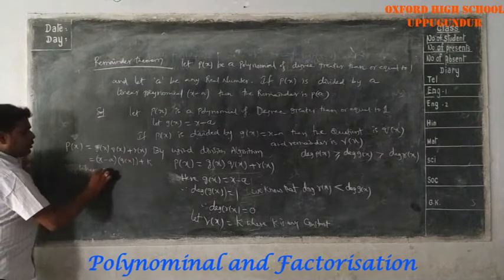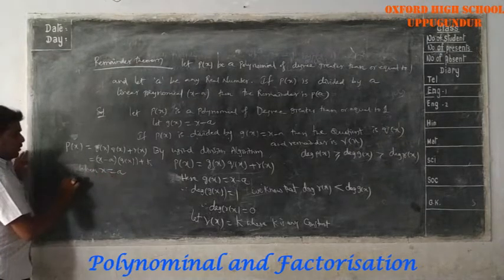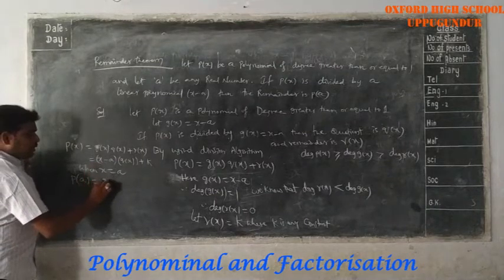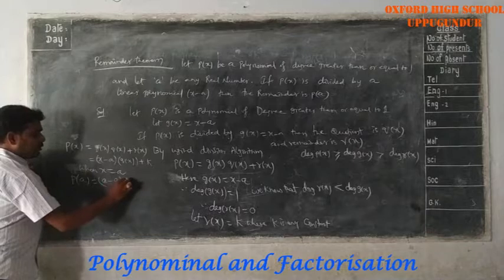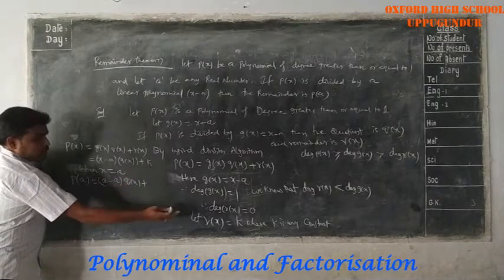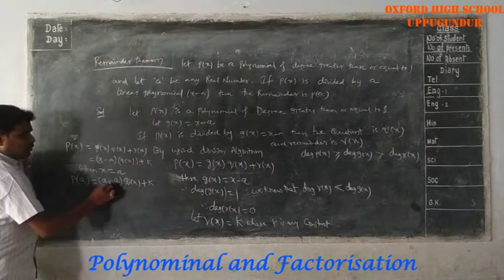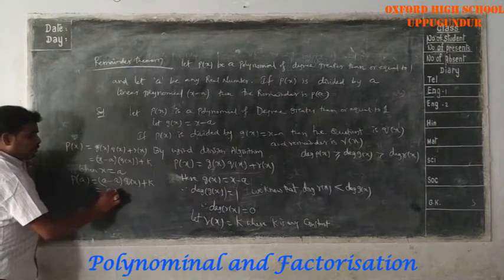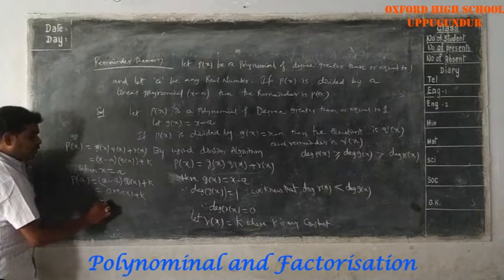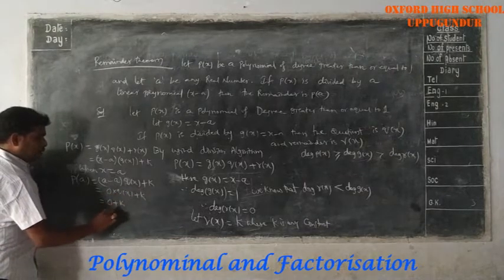when x equal to a, what will you get? p of a equal to, in place of x you substitute a, so (a minus a) into q of x plus r of x, which we are assuming as k. So a minus a is 0. 0 into q of x plus k. This total value is 0 plus k, which is equal to k.